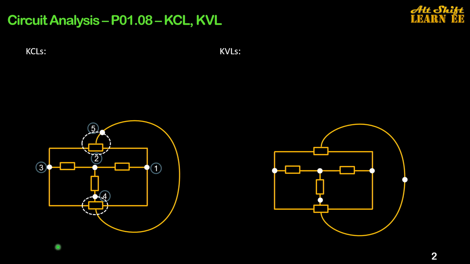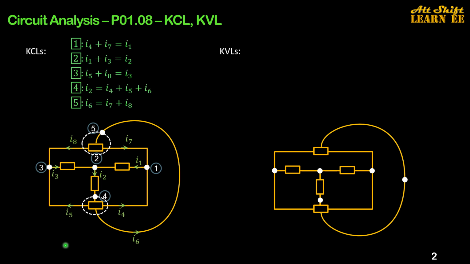I can choose an arbitrary current for each branch as such: I1, I2, I3, I4, I5, I6, I7, I8. Note that these directions are arbitrary and will not change the final result.